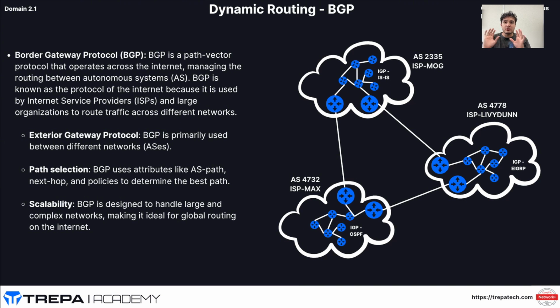So high level for the test, BGP is an exterior gateway protocol. It uses path vector, okay? So it uses path selection. So it uses attributes like autonomous system path and next hop to determine the best path. And again, this is routing between autonomous systems. Some key notes is that this is TCP based. So when we create a BGP neighbor, it's over TCP IP.